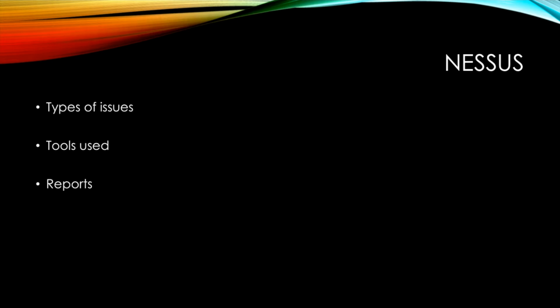For Nessus, like I said before, this is the scanning software that we used, kind of like the penetration software that we used to scan each other's servers that we made. And the types of issues, like I said before, are critical, high, medium, and low. These were all listed out in each of the reports that we got back.